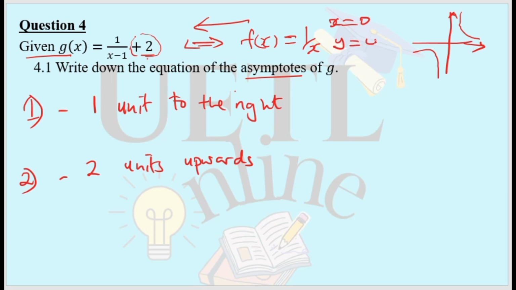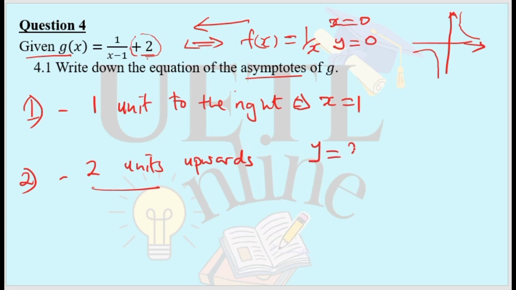When this graph was moved 2 units to the right, the x asymptote changed. So this becomes x equals 1. The asymptote was moved 1 unit to the right, so x becomes 1. It was moved to this side. Then we can see that when this graph was moved 2 units upwards, this y was changed. It becomes y equals 2.